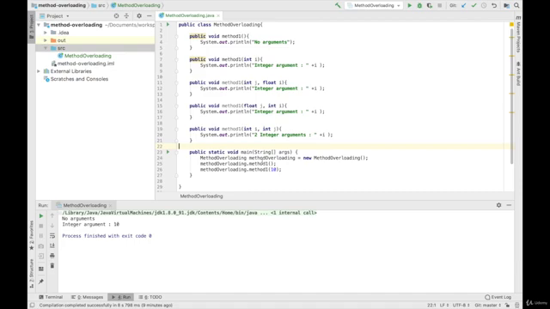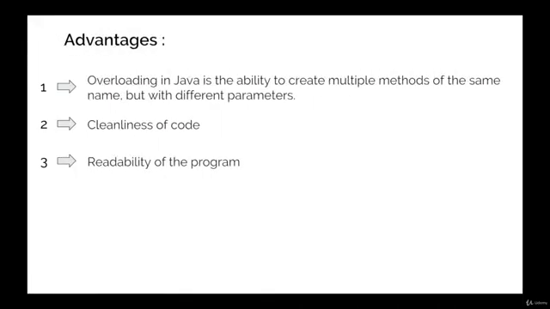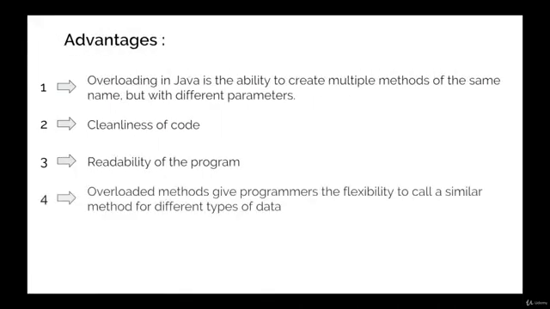So here you are calling method 1 multiple times but with different types of arguments. If another software engineer is reading your code, it will be very easy for him to understand that you are doing the same operation but for different variables. It thus makes understanding really easy. The fourth advantage is that overloaded methods give the programmer the flexibility to call a similar method for different types of data. So these are the four advantages of method overloading in Java.